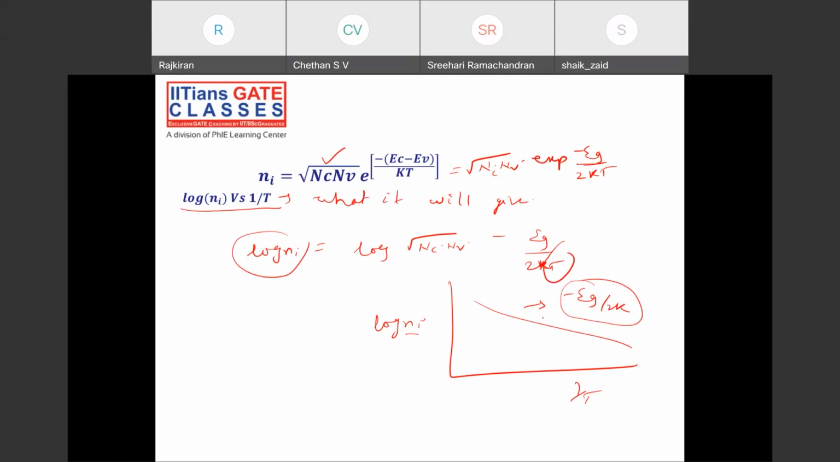The slope of this curve will give the energy gap, not mobility or concentration. If you know this, you can easily tell that the slope is Eg by 2k, which means it will give the energy gap.